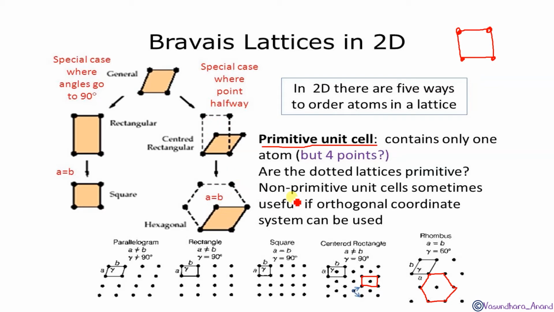So it is said that a non-primitive unit cell, that means these two cells, is sometimes useful if an orthogonal coordinate system can be used. Orthogonal coordinate का मतलब when x, y, z axis will be discussed. तो 2D में इसका कोई बहुत ज़्यादा important role नहीं है, but yes, in 3D we will discuss. 3D में there is an important role for this. I hope it is clear.